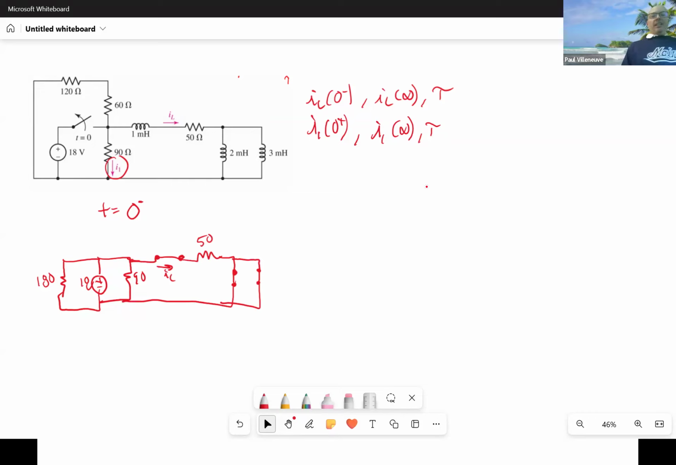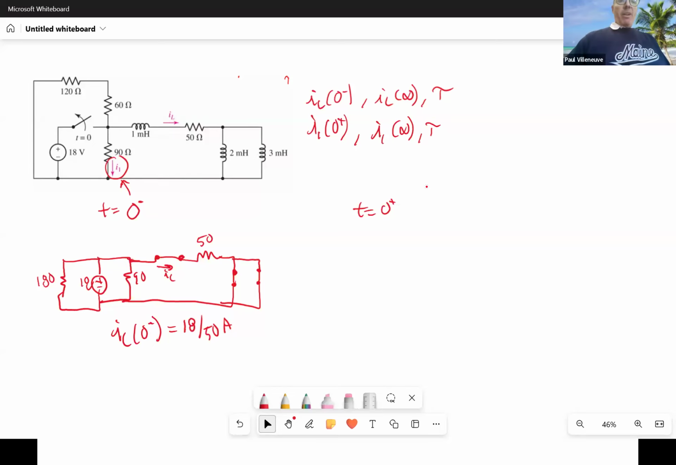So what I see is that 18 volts is going to be across the 50 ohm resistor, right? And that's the current IL. So IL of 0 minus is going to be equal to 18 volts divided by 50 ohms, right? Now I need to do a T equals 0 plus only because I need to get what that initial current is for I1, because the current can't change instantaneously in an inductor.